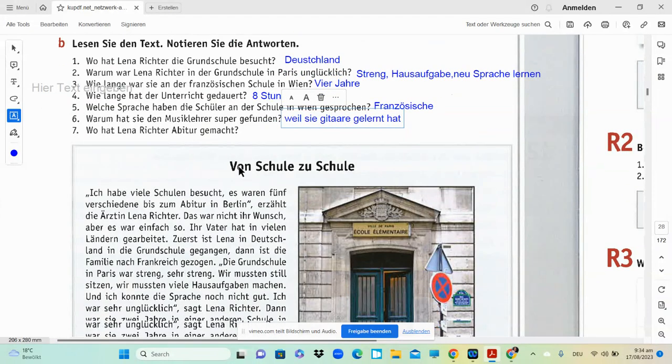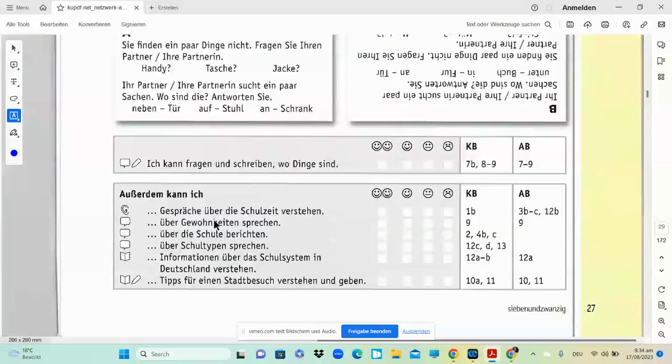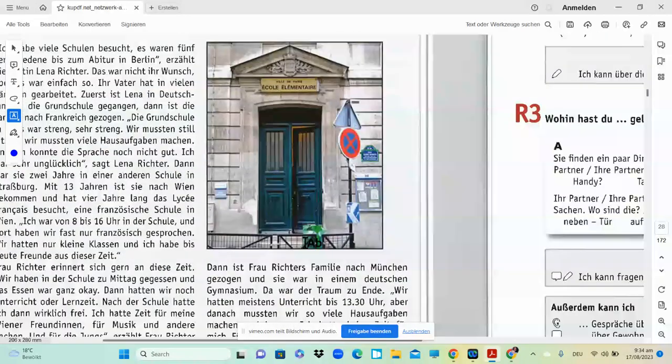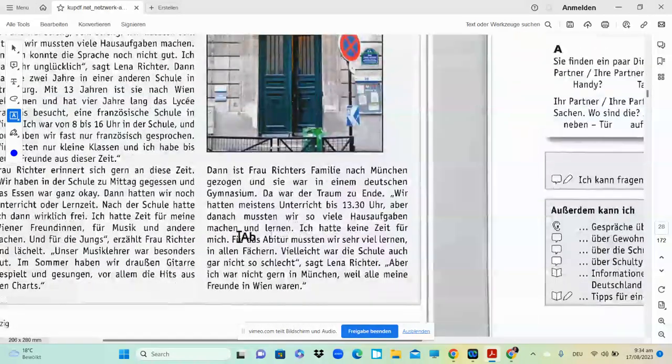Wo hat Lina Richter Abitur gemacht? So where did she do the Abitur? I will just have to shift it over here. That's all. Für das Abitur mussten wir viel lernen. Over here, maybe you must get the answer. Dann ist Frau Richter nach München gezogen. So she did her Abitur over there. Und sie war in einem deutschen Gymnasium. Da war der Traum zu Ende.